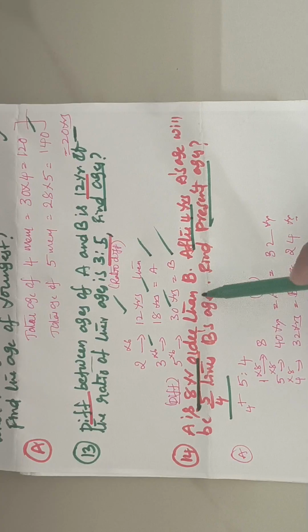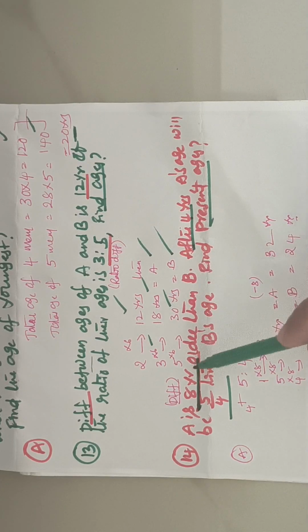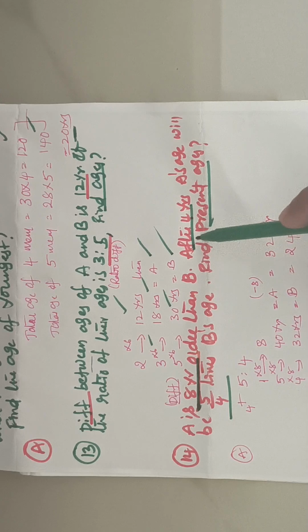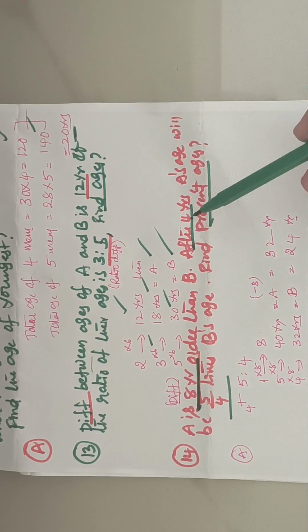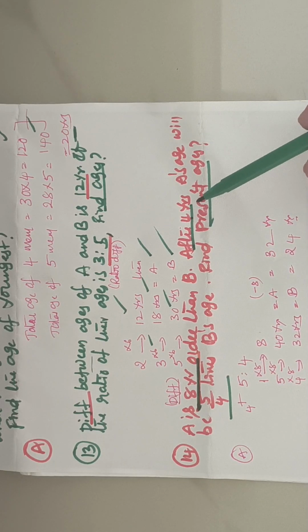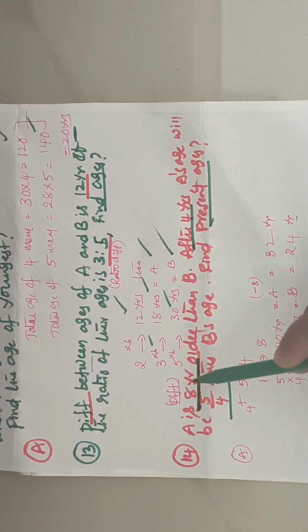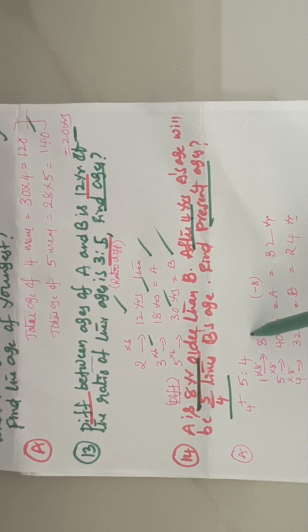Last question, 14th one. A is 8 years older than B. So older means there is a difference. Older or younger, we should take it as difference. After 4 years, A's age will be 5 by 4 times B's age. Find the present age. 5 by 4 times means 5 is to 4. A's ratio is 5, B's ratio is 4, means 5 is to 4. So after 4 years, 5 is to 4. So one part is equals to difference they have given. So one part is equals to 8 years.